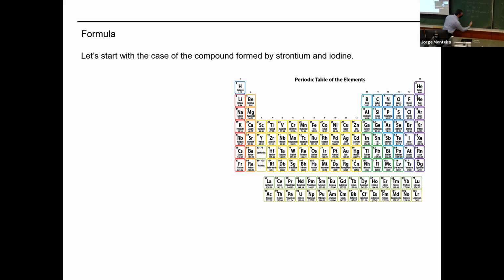So therefore, the way we are going to represent that in the formula is by a subscript right here. Okay. Therefore, you can just write it like this. An easy way to do that is to cross the charges, right? The 2 goes back here, and the 1 goes over here. So every time you have 1, you don't need to write 1.